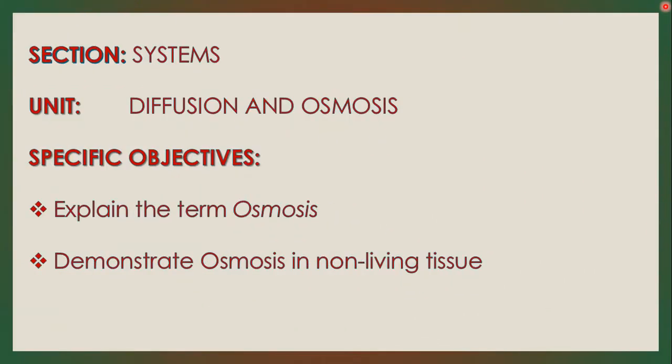In our previous lesson under diffusion and osmosis, we touched on diffusion, the definition of diffusion. We also looked at 2 demonstrations of how diffusion takes place in air and in liquid. And then we proceeded to look at examples of diffusion in plants and animals.